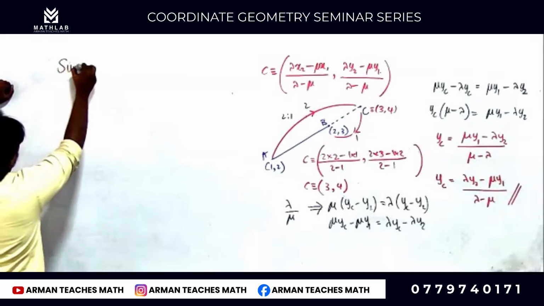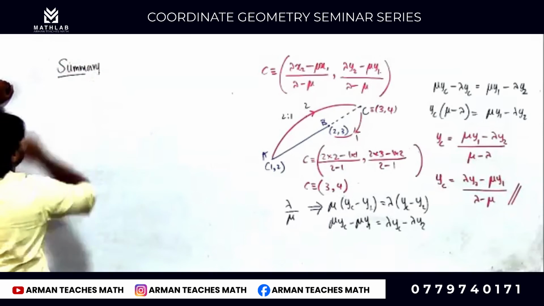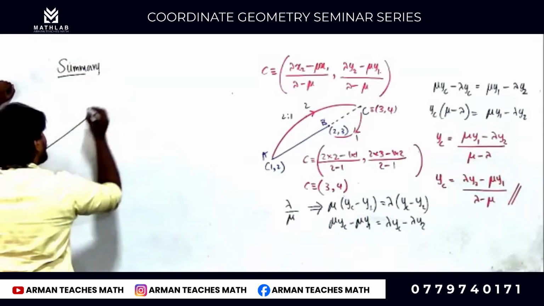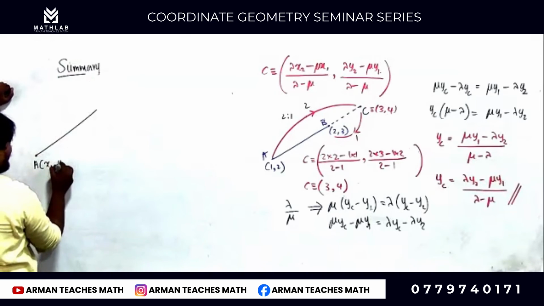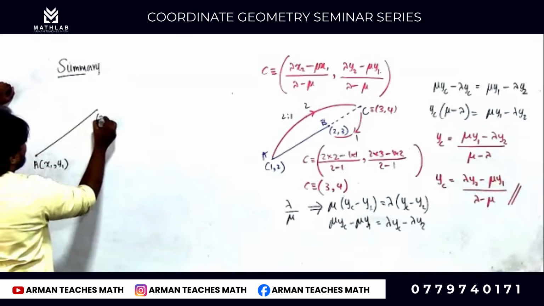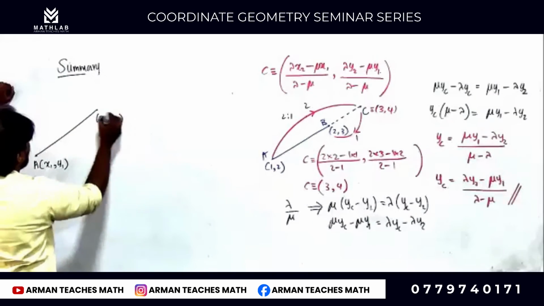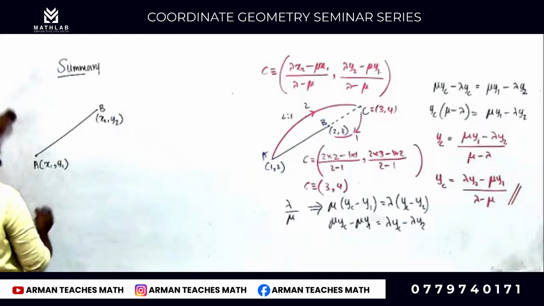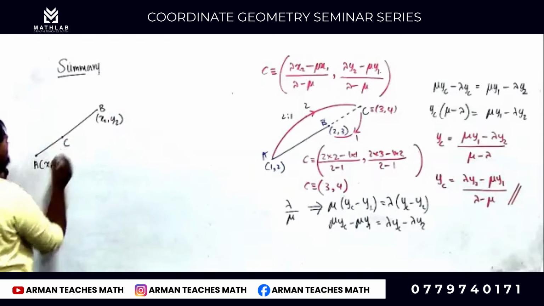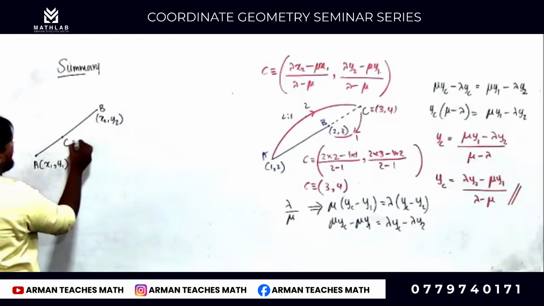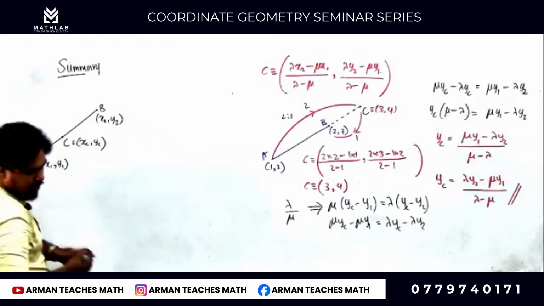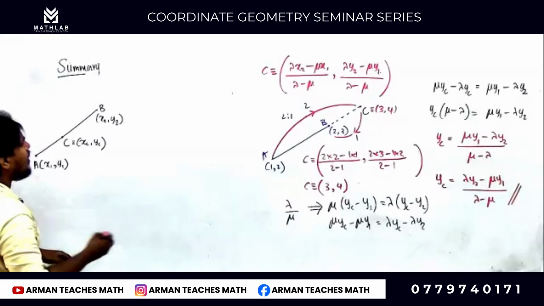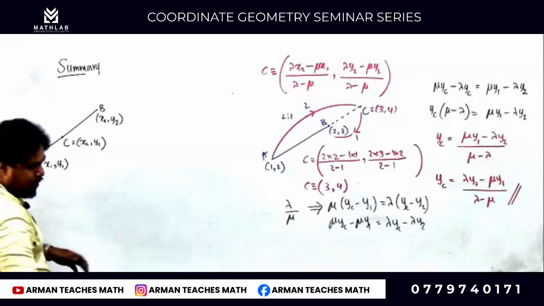Summary. Listen. Let's say we have a straight line segment AB. A is x1 comma y1, B is x2 comma y2, and this is divided internally at point capital C. I need to find the coordinates of the C point. Now stop working and recall the pattern with me.